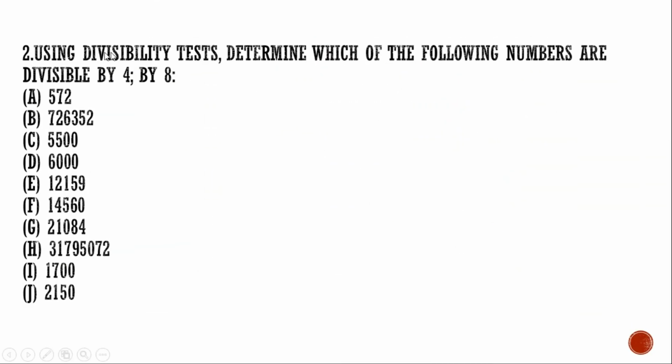Question 2. Using divisibility test, determine which of the following numbers are divisible by 4 and 8. So for each and every number we have to check whether it is divisible by 4 and 8 also. I'm going to do only the last 4 sums. So the remaining sums will be your homework.